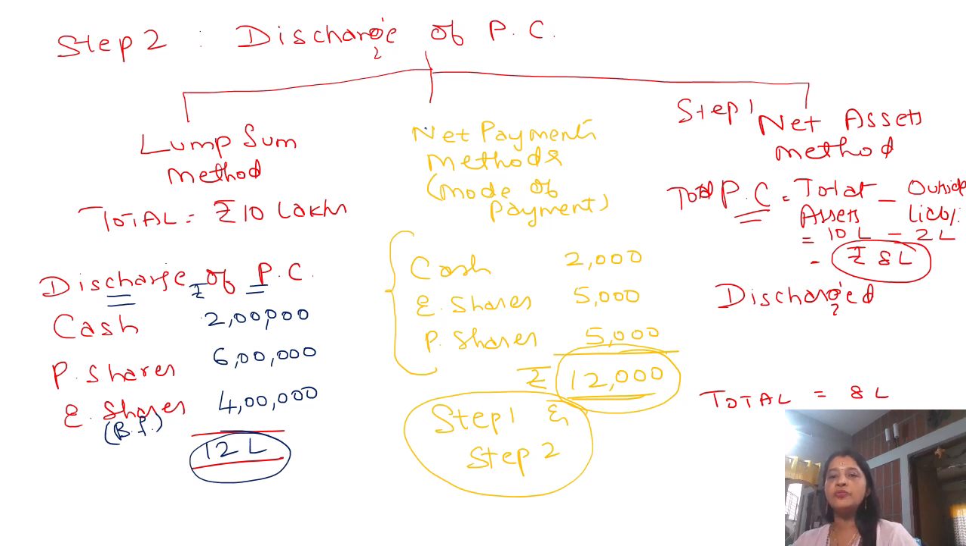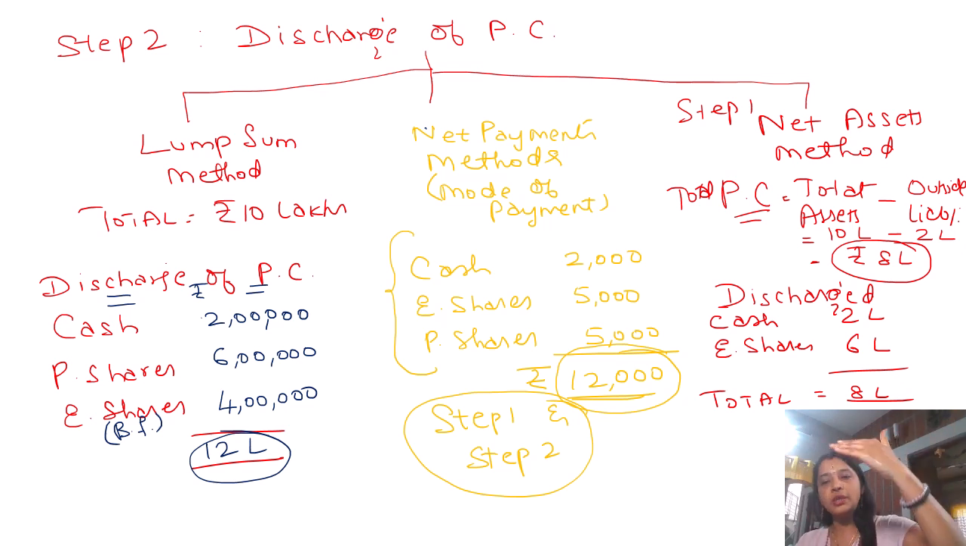Now say for example cash 2 lakh was paid. Equity shares 6 lakhs was paid. So total 8 lakhs. So you will calculate how the PC was discharged in net assets method. So separately you will show step 1 calculation of PC, step 2 discharge of PC. That is how the PC was discharged. Okay, so this is step 2. Step 1 was calculation of PC. Step 2 was discharge of PC.